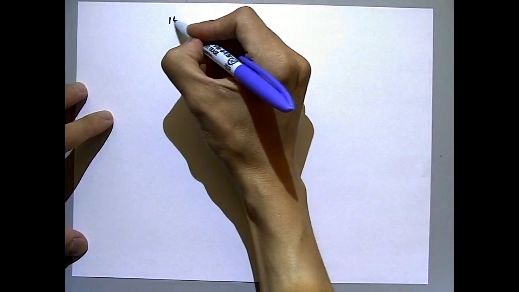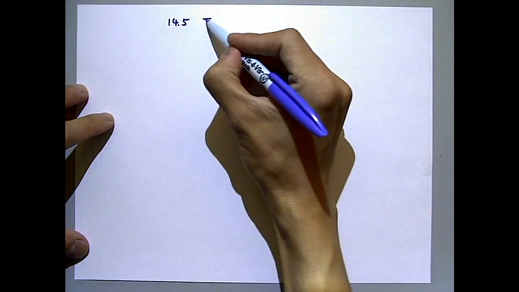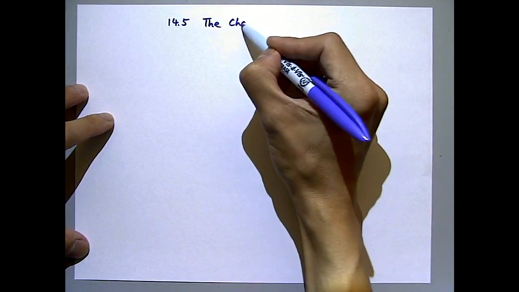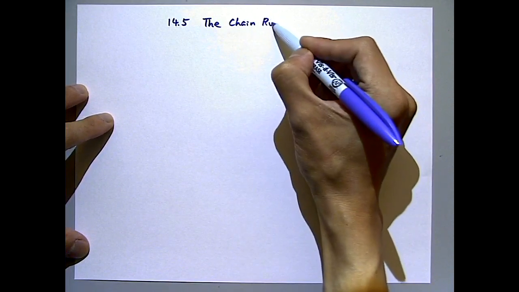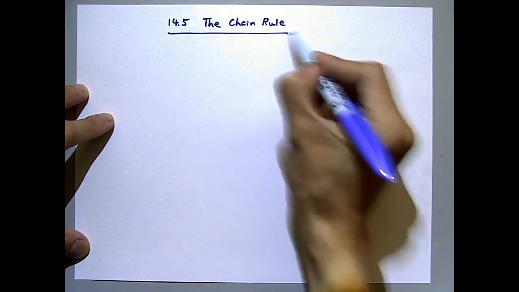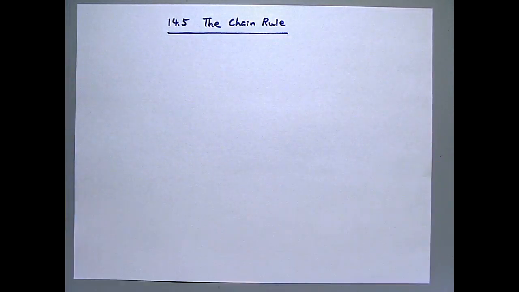All right. Now today we're going to start a new section here. This is 14.5. We're going to look at the chain rule when we have functions of many variables.